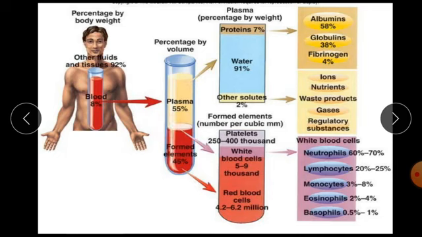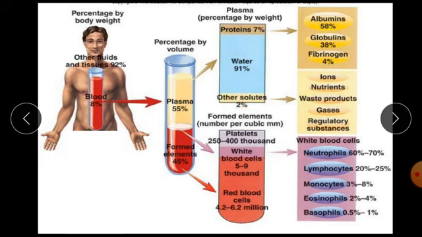So out of this 45%, 99% looks red in color because it has 99% RBC. That's why it is red in color. And only the remaining 1% is WBC and platelets. Now again, if you see the plasma, it can be divided into 7% protein, 91% water, and only 2% other solutes.